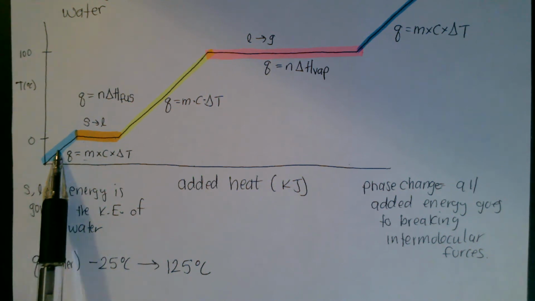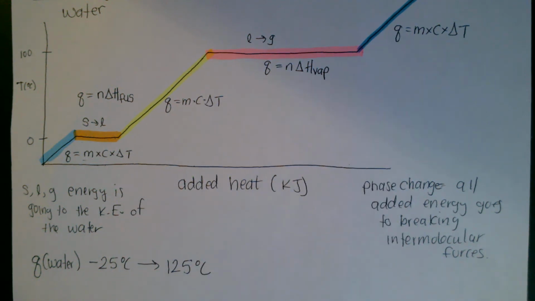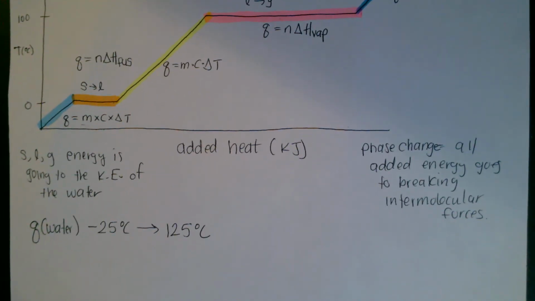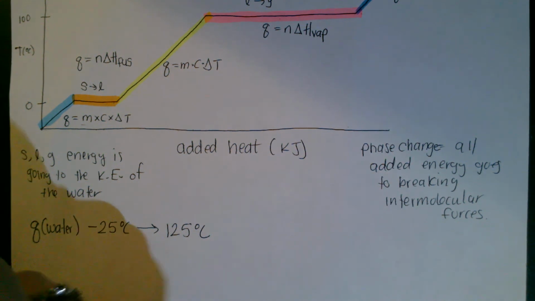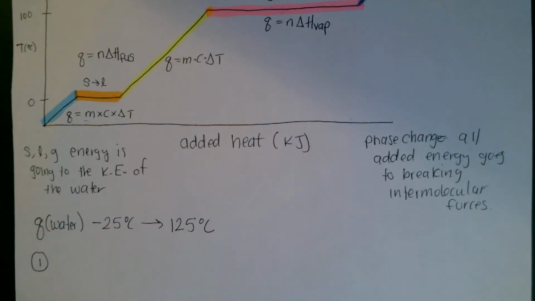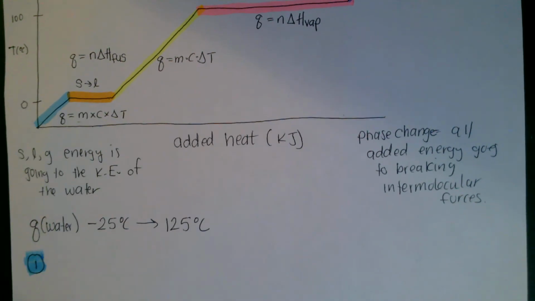So we're going to have to do 1, 2, 3, 4, 5 separate steps, and then we're going to sum the energy together at the end. Okay, so our first one is, let's see, what color did I make that? Blue. So step 1, if you look, that is the blue segment.